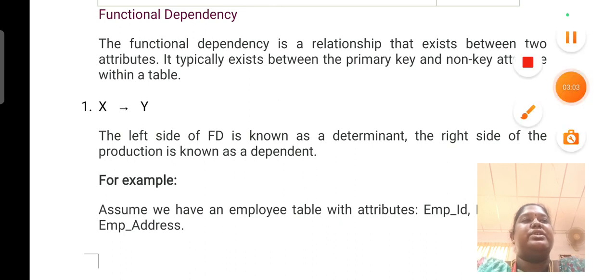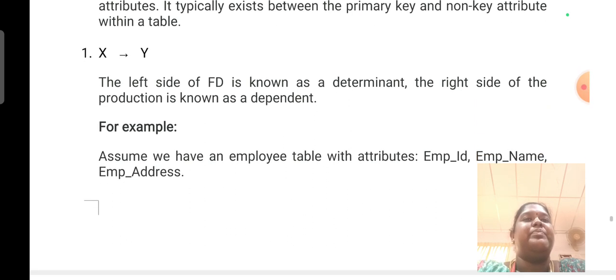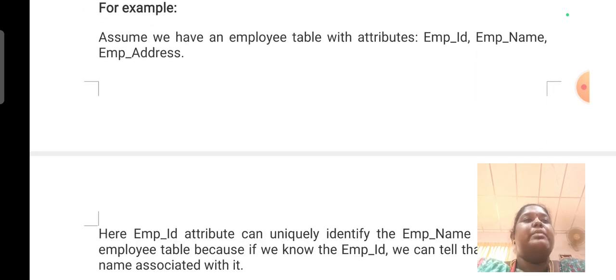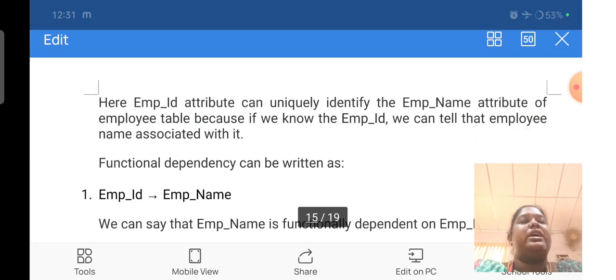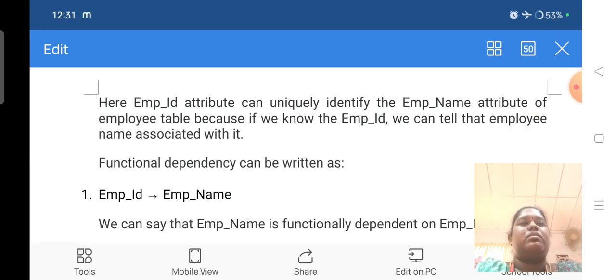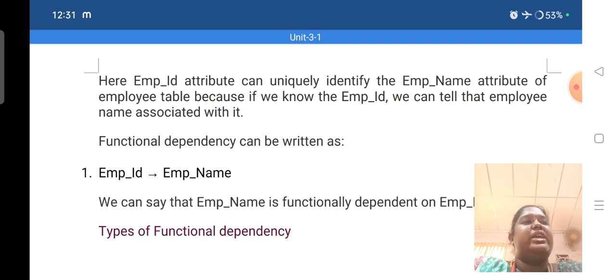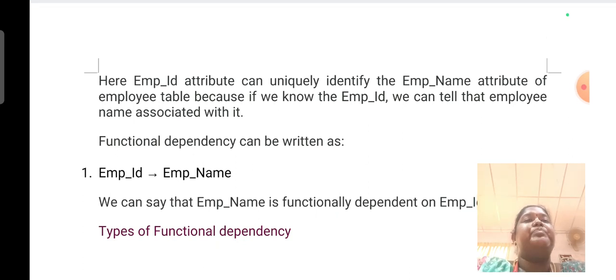Functional dependency is a relationship that exists between two attributes. It typically exists between the primary key and a non-key attribute within a table. X tends to Y. The left side of a functional dependency is known as the determinant. The right side is known as the dependent. For example, an employee table with attributes employee ID, employee name, employee address. Here the employee ID attribute can uniquely identify the employee name attribute, because if we know the employee ID, we can tell the employee name associated with it.